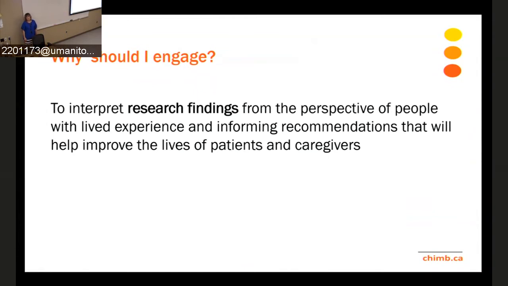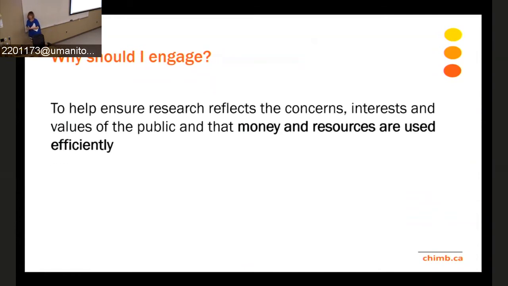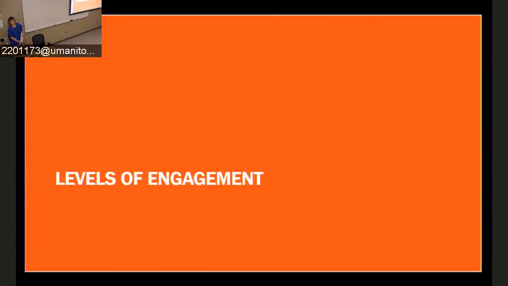Also, people with lived experience can help interpret research findings from the perspective of people with lived experience. That happens a lot of times. People are like, oh, they can't interpret all of these things. But we've seen time and time again where patient partners bring a unique insight, some of the data, even theming some of the information that comes out of a project from that perspective as well. So it's really good. Ensuring that, and of course the democratic piece, ensuring that research actually reflects the concerns, the interests, the values of the public, that money and resources are being used efficiently. This is an important one.